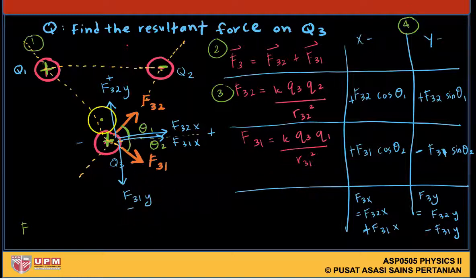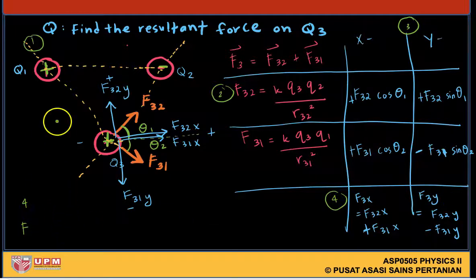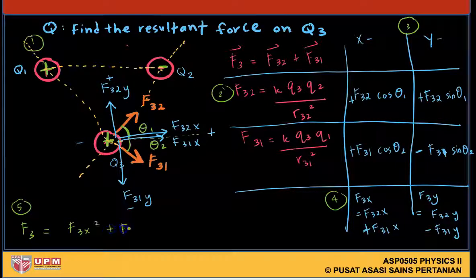And then, oh wait, this should be under number 1. So this is number 2. This is number 3. Number 2 is finding the magnitude, right? Number 3, resolving it. Number 4 is adding these components together. Number 5 is finding the actual magnitude and direction. So F3 magnitude is F3x squared plus F3y squared. Okay, so that is your magnitude for F3.